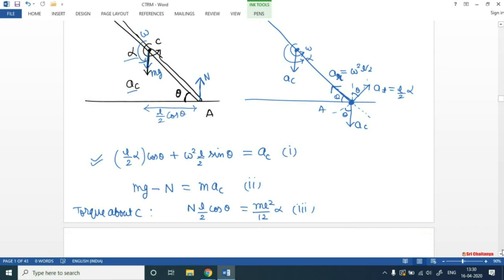So today we have discussed the concept of combined translational and rotational motion. In the next class I will be dealing with the conservation of angular momentum, the angular impulse momentum theorem, and we will start the discussion of rolling motion in detail.